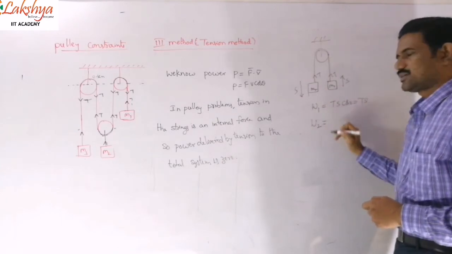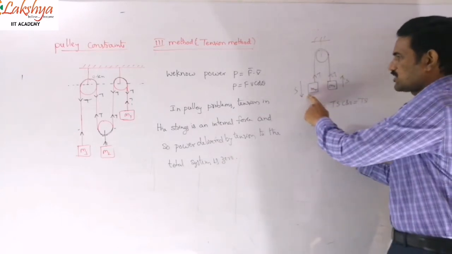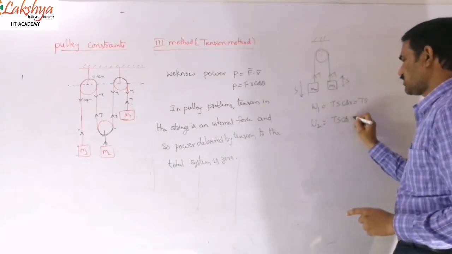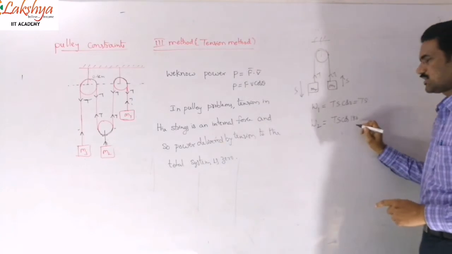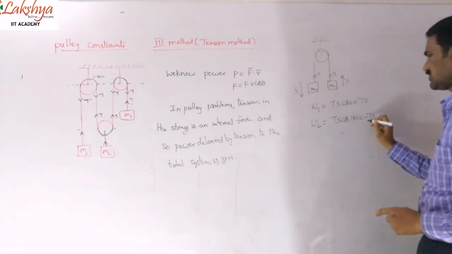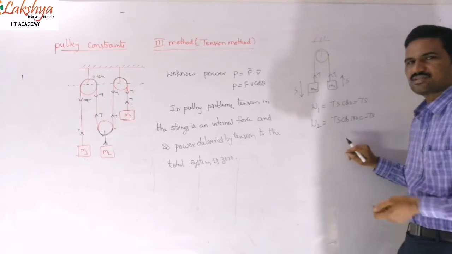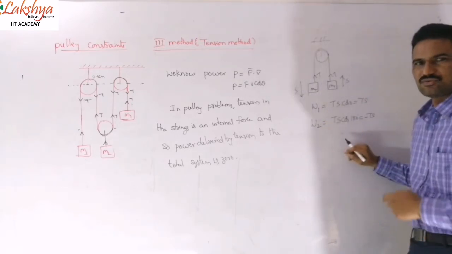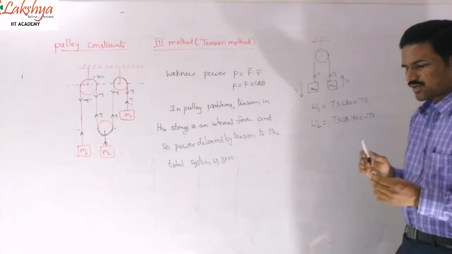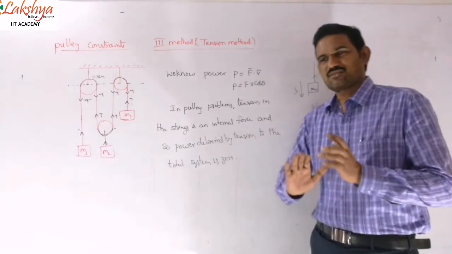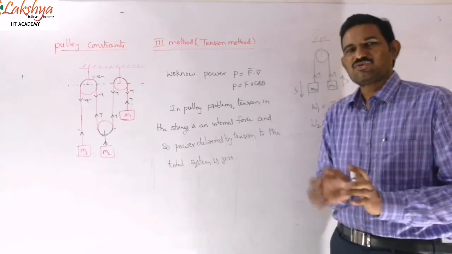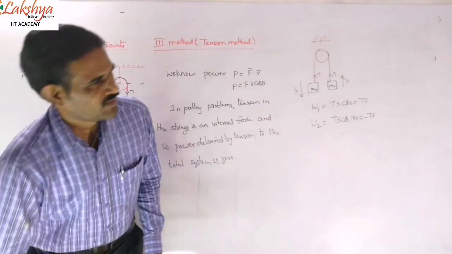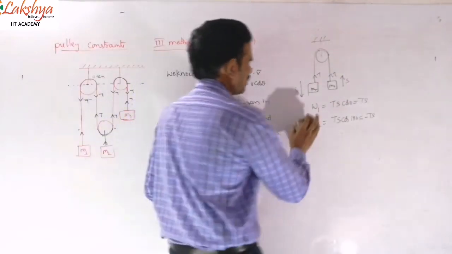Now for W2, we can observe that T2 is in the upward direction and the displacement is in the downward direction here. So you will get cos 180. So this tension's work done will be minus Ts. So the net work done by the tension is W1 plus W2, which is 0. So the net work done by the tension is 0 here. That means the tension is an internal force. Work done is 0 means the power delivered will be 0. It cannot supply any power, because power is nothing but the rate of doing work, right?